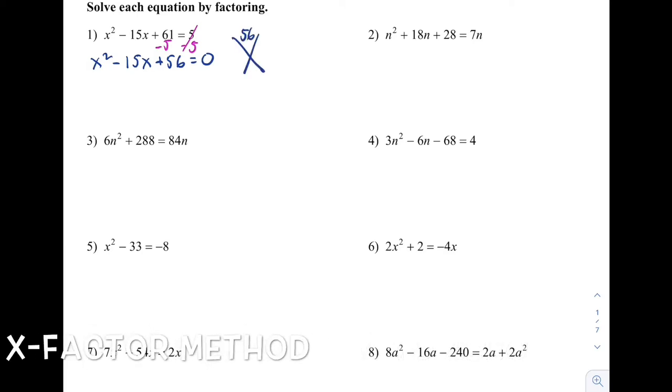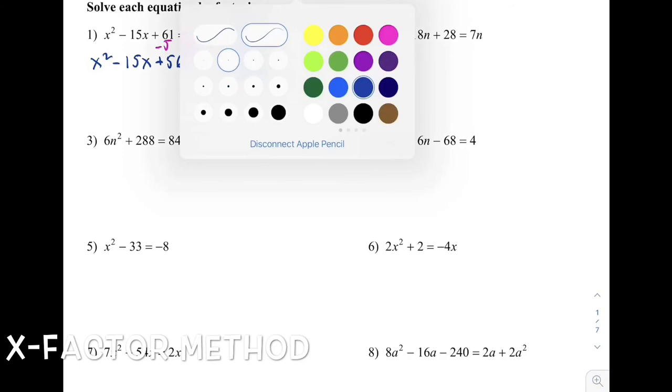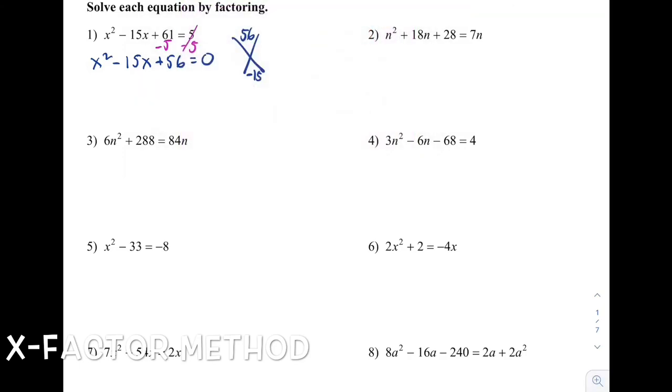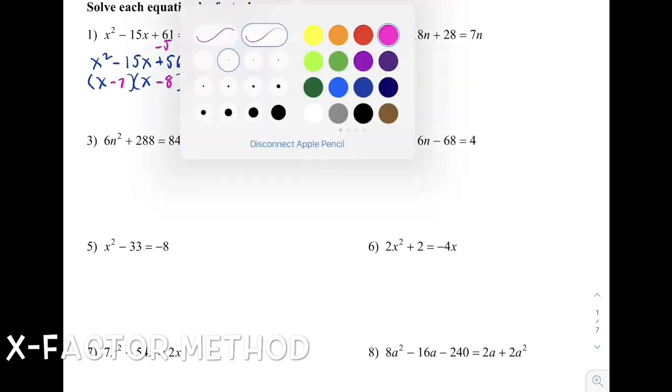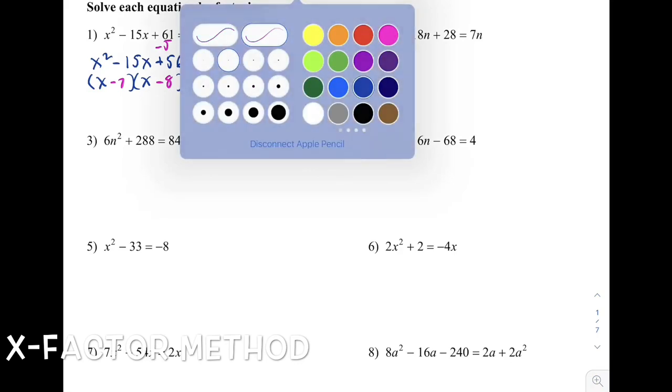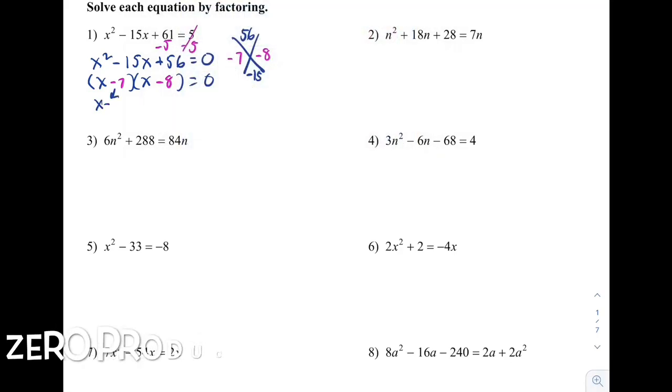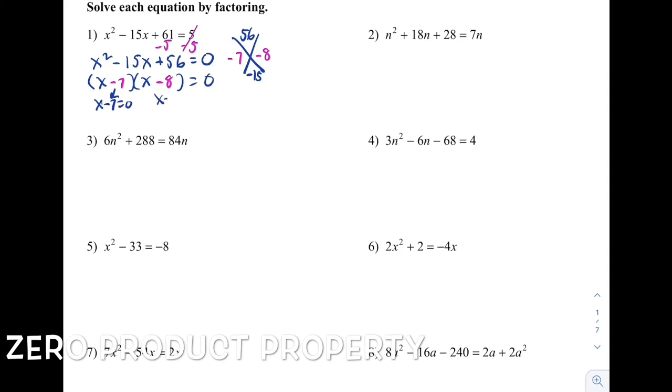So we have our x, we're going to use 56 on the top, negative 15 on the bottom, and then our two factors multiply to 56, add to negative 15, so it'll be negative 7, negative 8. Then we rewrite that in parentheses. So here's our x, and our two values are negative 7, negative 8, and now we can solve that using the zero product property. Right, set each one to 0.